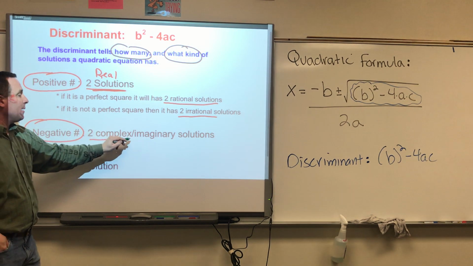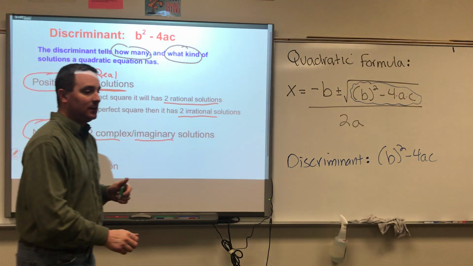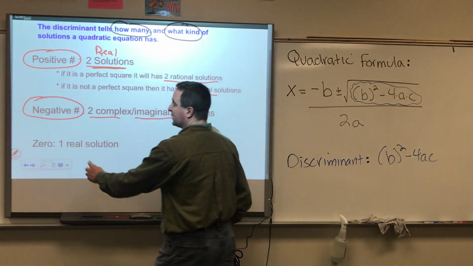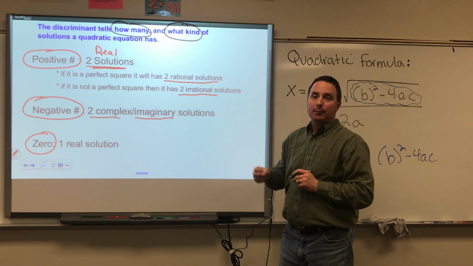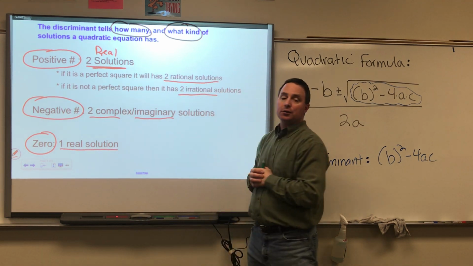If the discriminant is a negative number, like we saw in that very last example, negative 16, it has 2 complex or 2 imaginary solutions. And it doesn't matter if it's a big negative number or a small negative number, it's just that it's negative. And the third and final thing is, what if the discriminant is equal to 0? We saw one of those in our previous examples where the number under the radical was a 0. It just had 1 real solution.